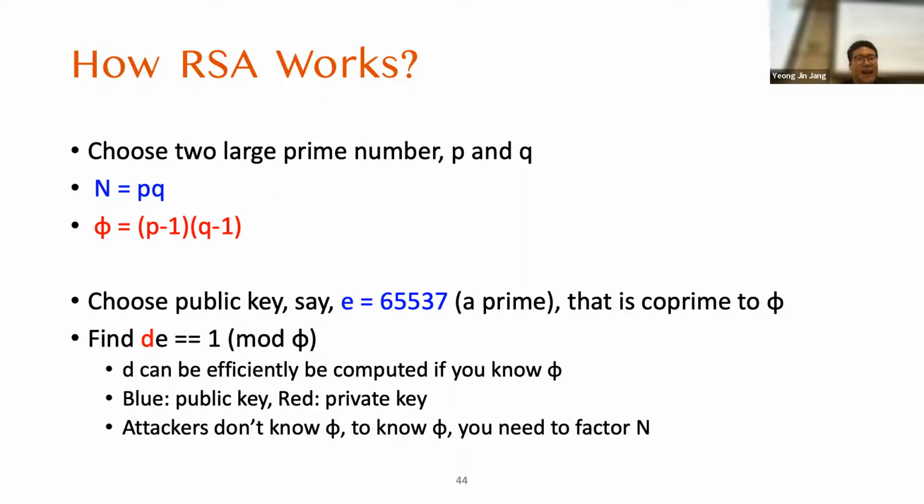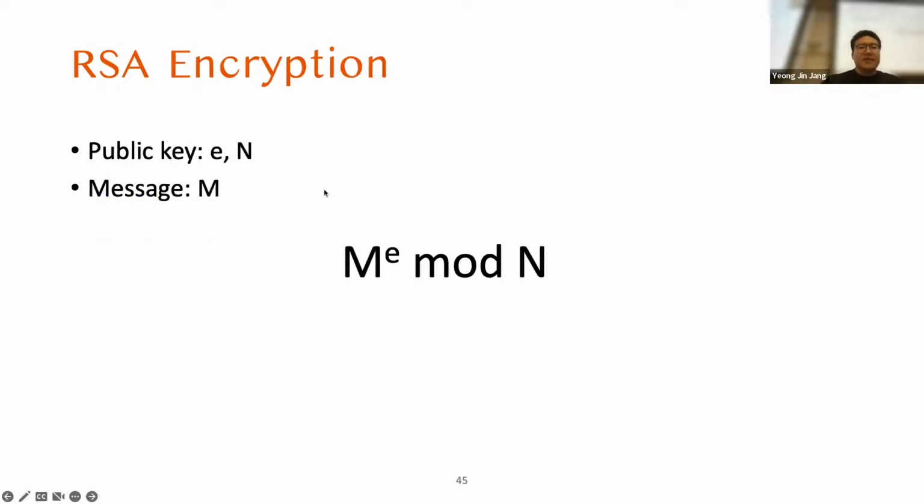Then let me describe how these kinds of things will be used. You can see that these 2 blue ones are public, and these 2 red ones are private. So in RSA, the public key means knowing E and N.